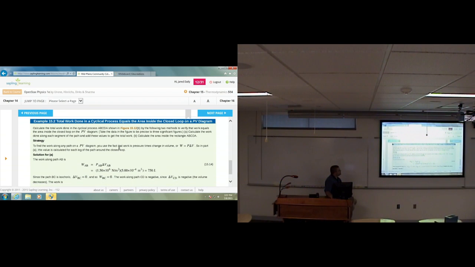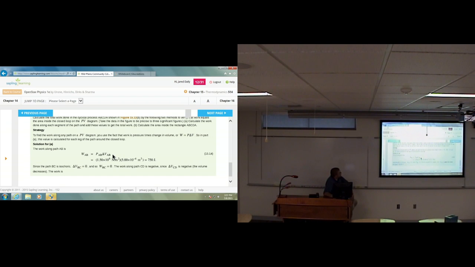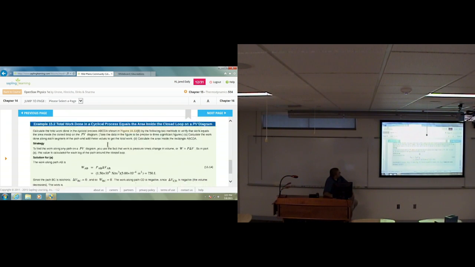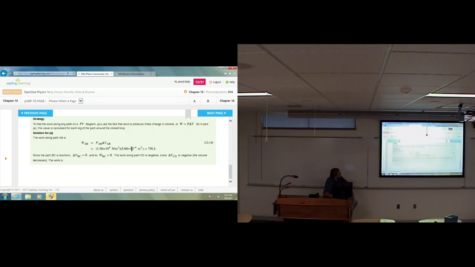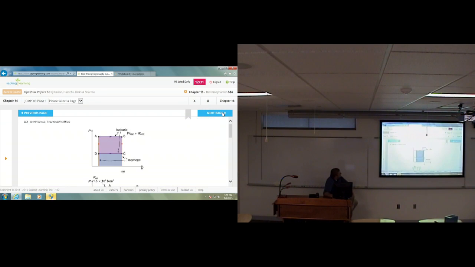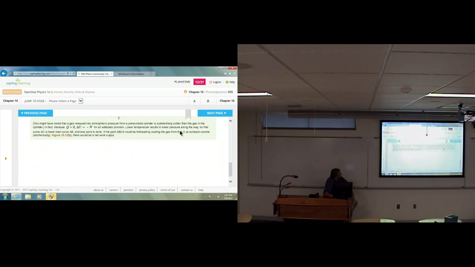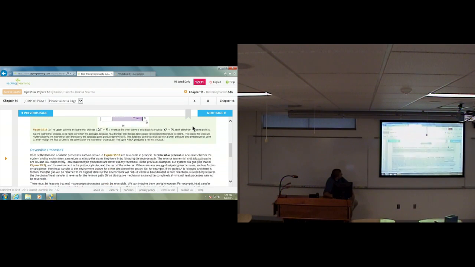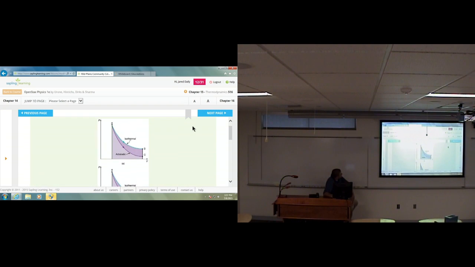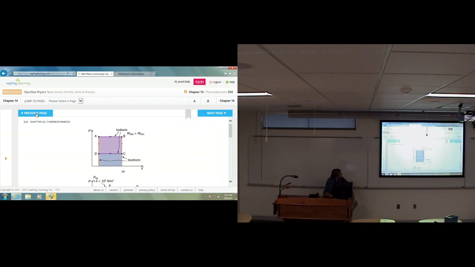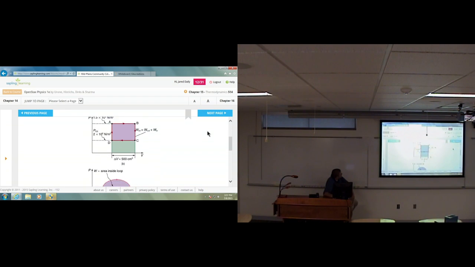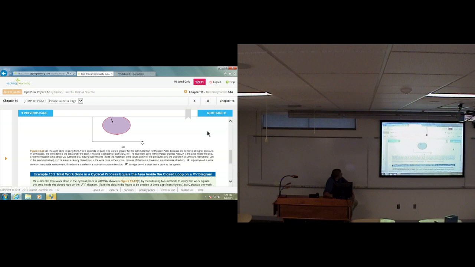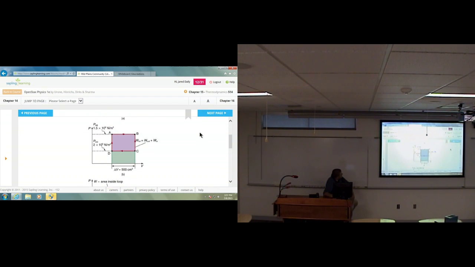So let's do a simple calculation of work where we have figure 15.12, which I'm going to assume is the next page. There it is. Nope, that's figure 15. So figure 15.12B, which is this one here.